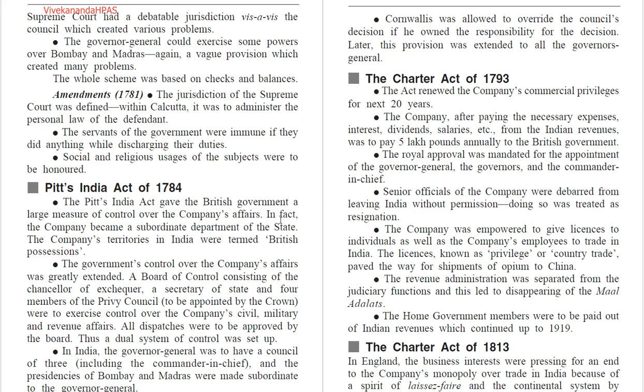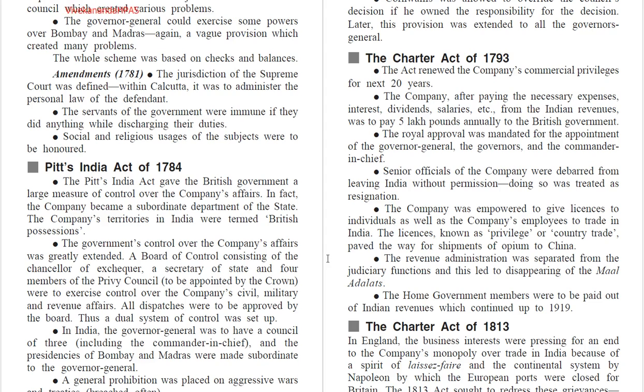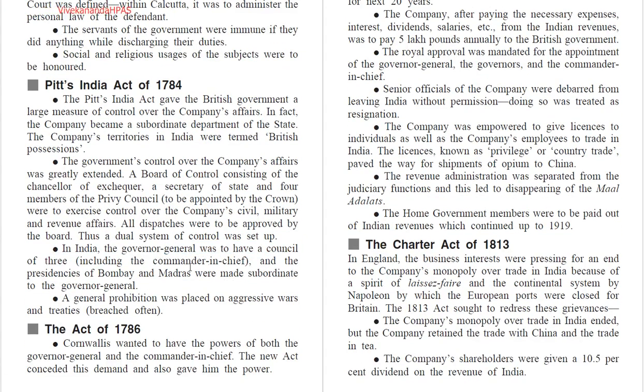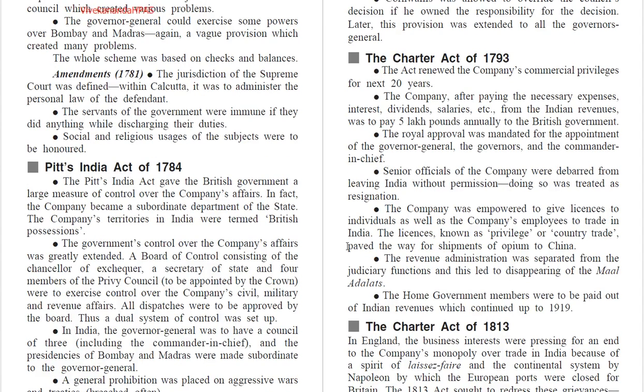Okay, then came the Charter Act of 1793. 1793, nothing substantial, just one thing that you have to remember, that the home government. Now what is a home government? The board of control. Okay, because that is also called as a home government. So the Secretary of State, the four members of Privy Council, the Board of Control, the Governor General of India, they were all paid by the Indian revenues, and this continued up till 1919.